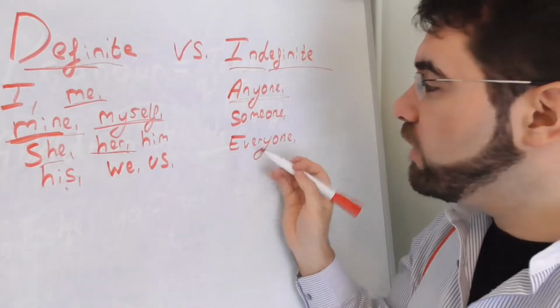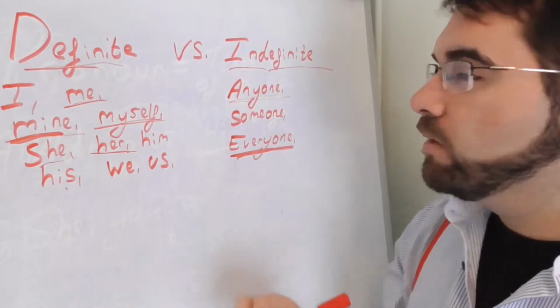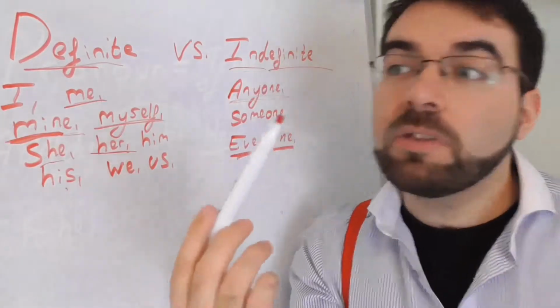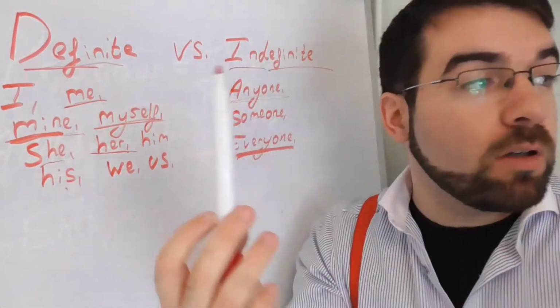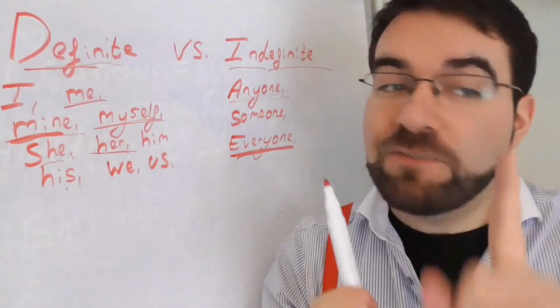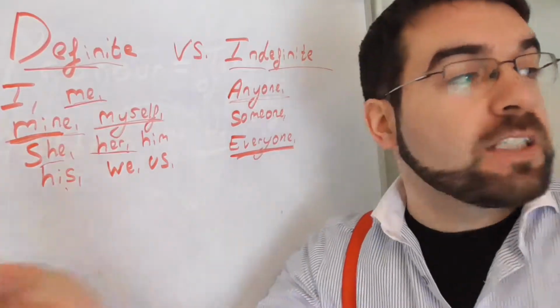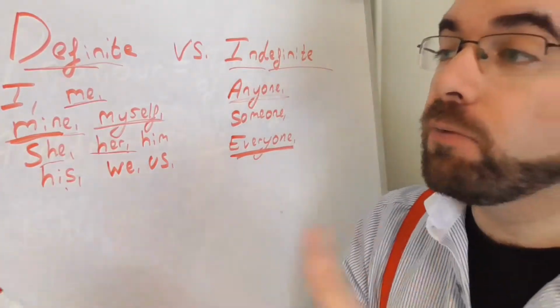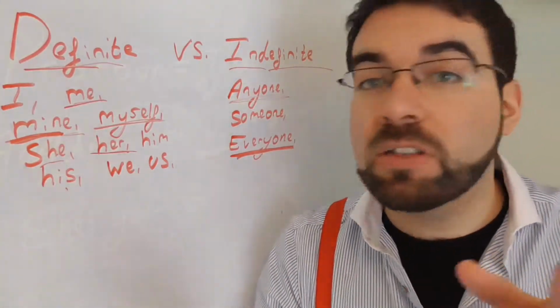But then over here, everyone. Has everyone got a pen? Everyone? We don't really know who we're talking about. We're talking about loads of people, not one defined person. So it's indefinite. Has everyone got a pen? Everyone got a book? Everyone got a page? Everyone got the answer? Everyone got the test?